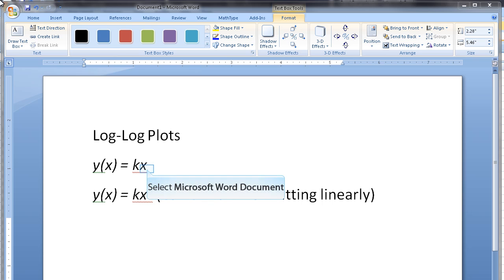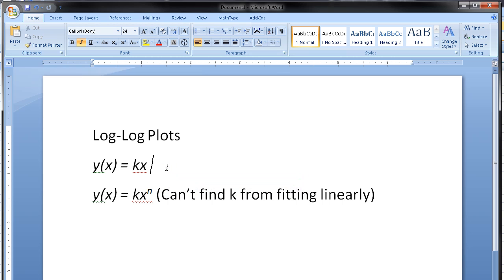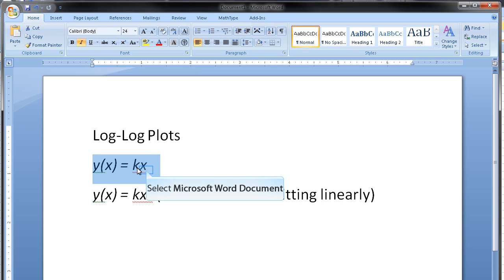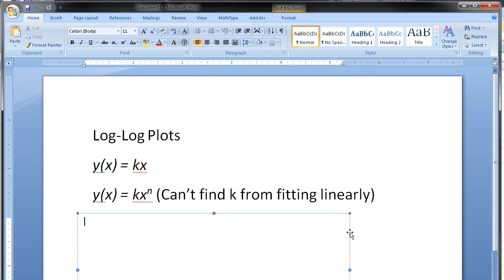So usually when you plot relationships, they're a linear plot, y equals kx, as you can see here. So what happens when the relationship we're trying to plot is not in that form? What's so great about this form is that we were just able to plot in Excel, fit our trend line, and then the slope of the line would be k. But if the relationship we're looking for is a power law, we can't get k from fitting linearly since there's an n term up here. So what do we do if this is the case?